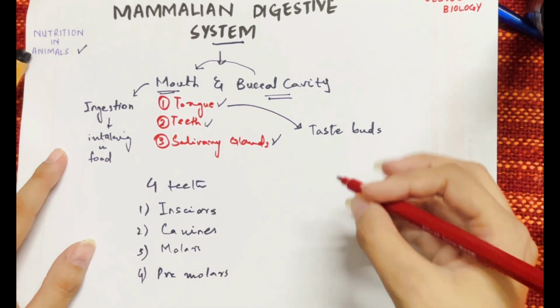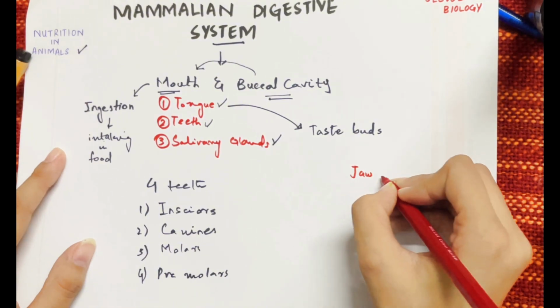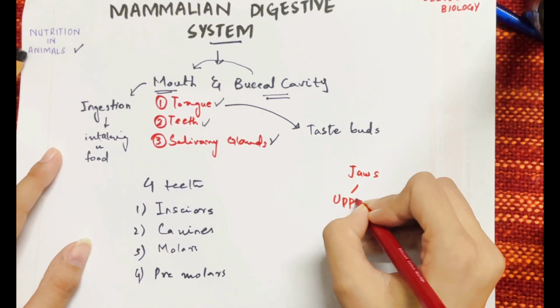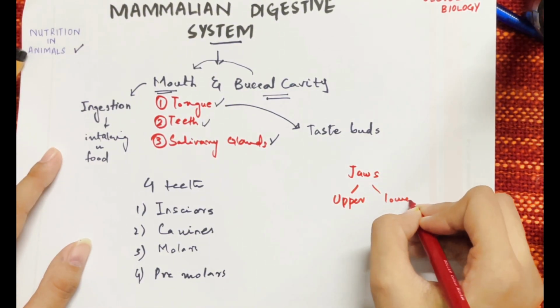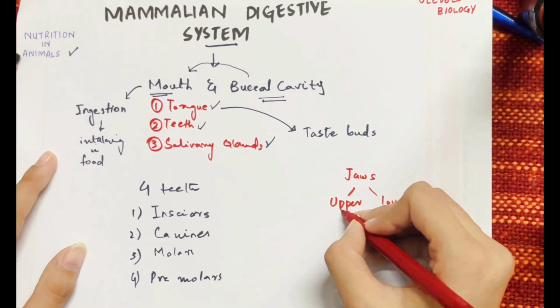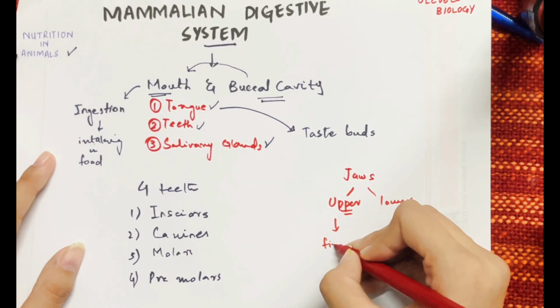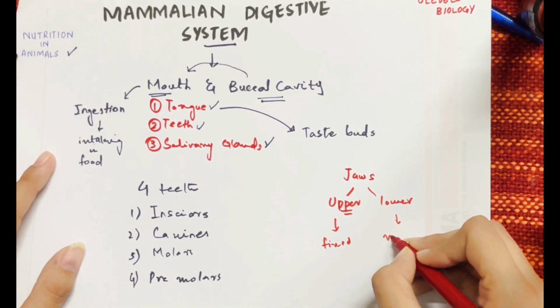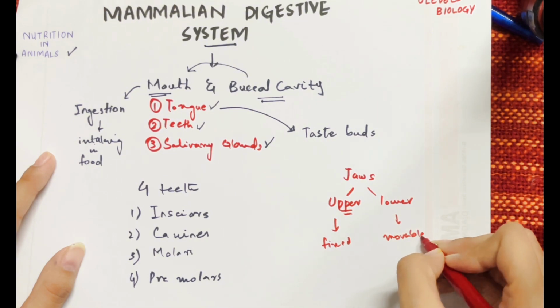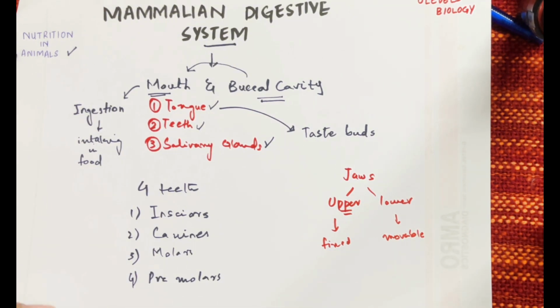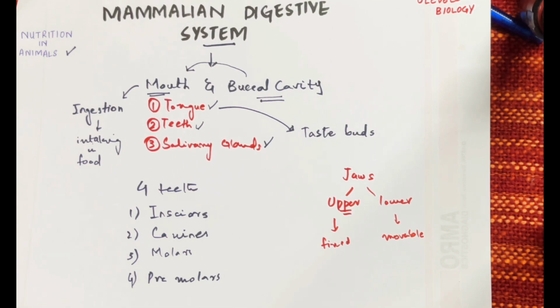When you talk about the jaws, there are two jaws, the upper jaw and the lower jaw. What you need to learn is that the upper jaw is fixed, whereas the lower jaw is movable. Whenever you are speaking or talking, you are able to move your lower jaw, but you cannot move the upper jaw. The upper jaw is fixed and cannot be moved.